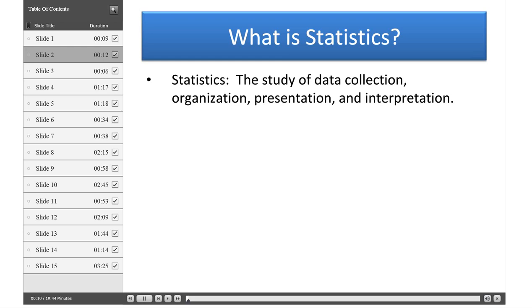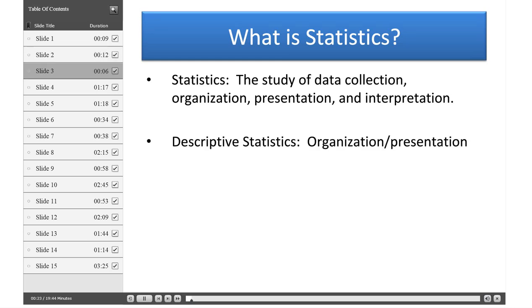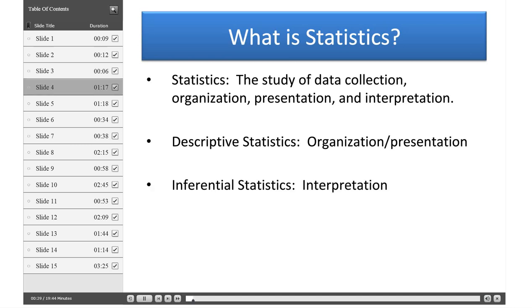Let's start with a quick introduction to what statistics is. Statistics is essentially the study of data, more specifically the study of data collection, organization, presentation, and interpretation. This can be broken down further into descriptive statistics, which involves the organization and presentation of data, and inferential statistics, which involves the interpretation of data.